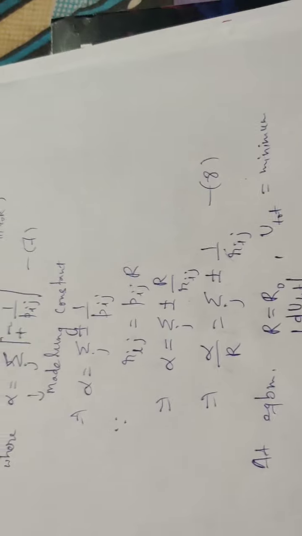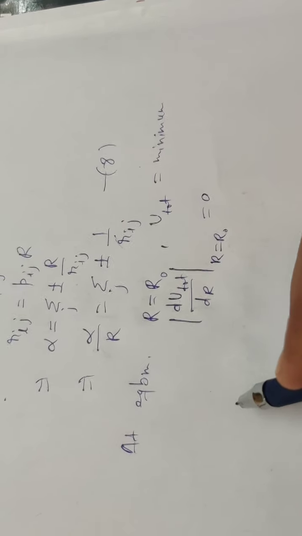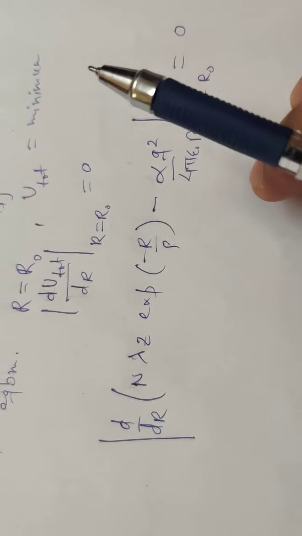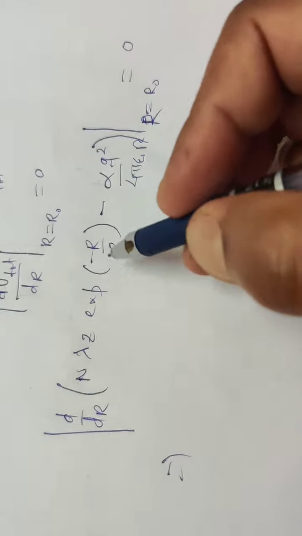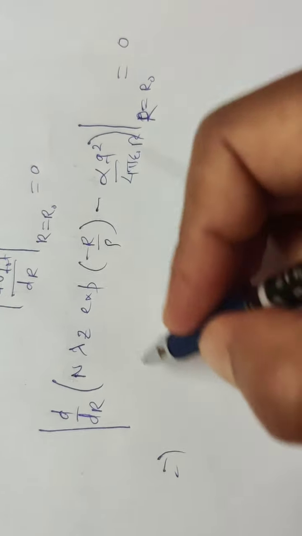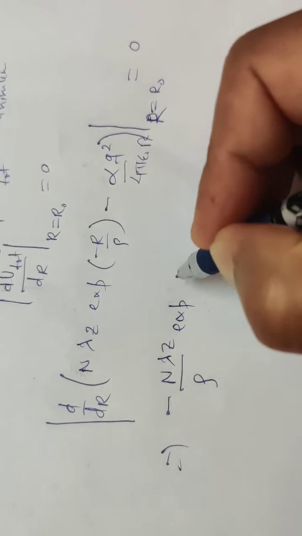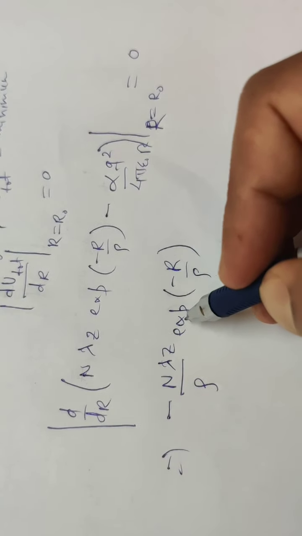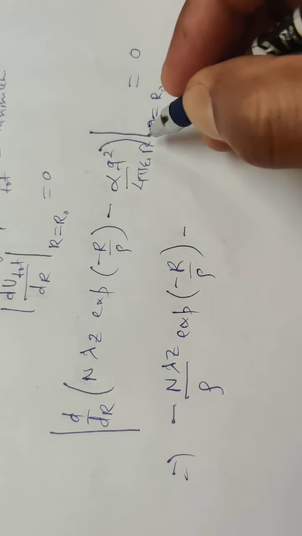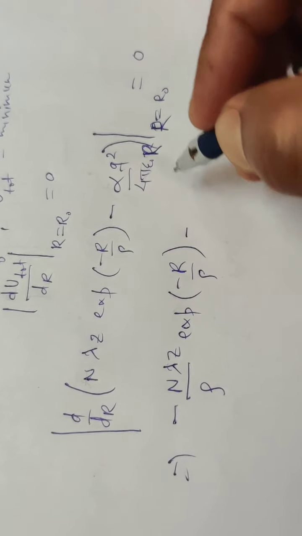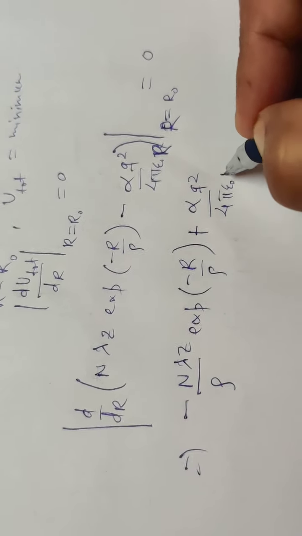So from your U total, we differentiate this equation with respect to R. Because this has dependence upon R, this will be minus N upon rho times lambda z exponential minus r upon rho. If we differentiate, this is minus 1 upon rho outside, and the same term. If you differentiate 1 upon r, this will be minus 1 upon r square, so this will be plus alpha q square upon 4 pi epsilon naught, times r.